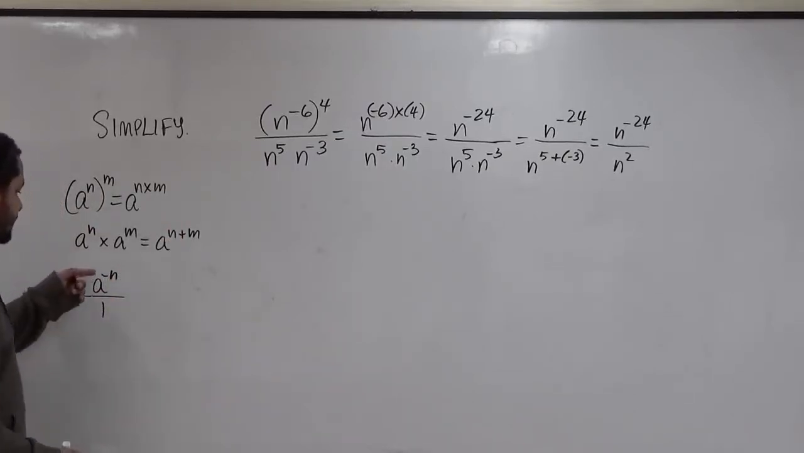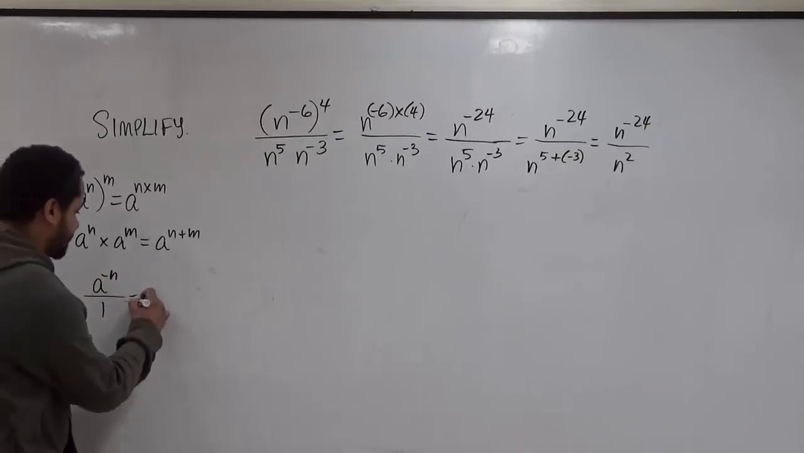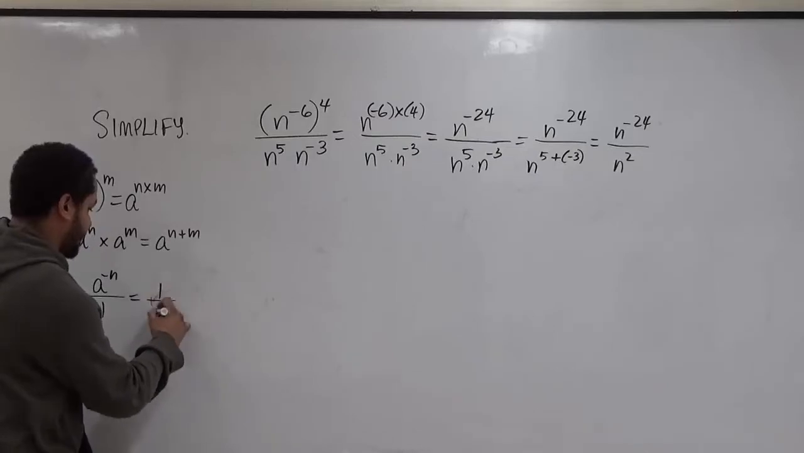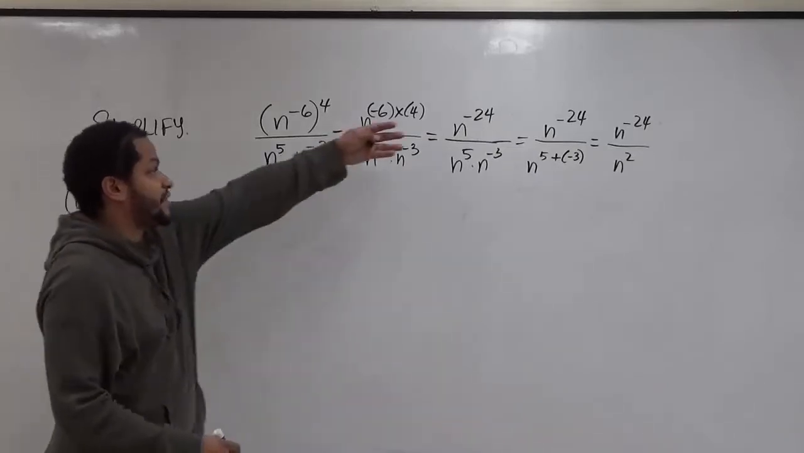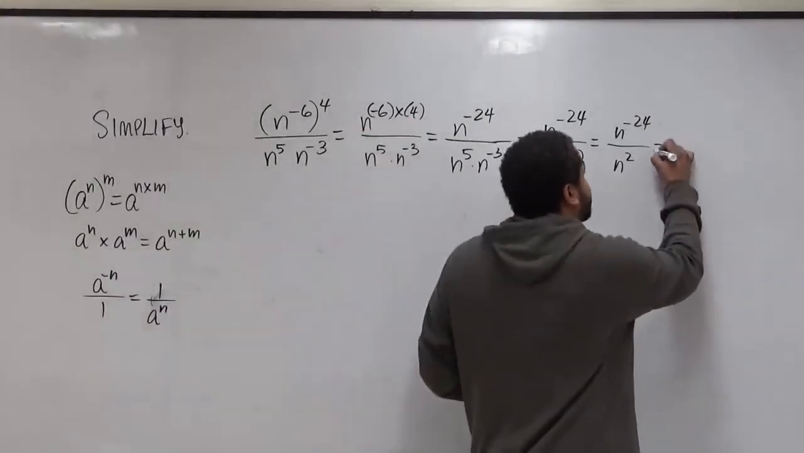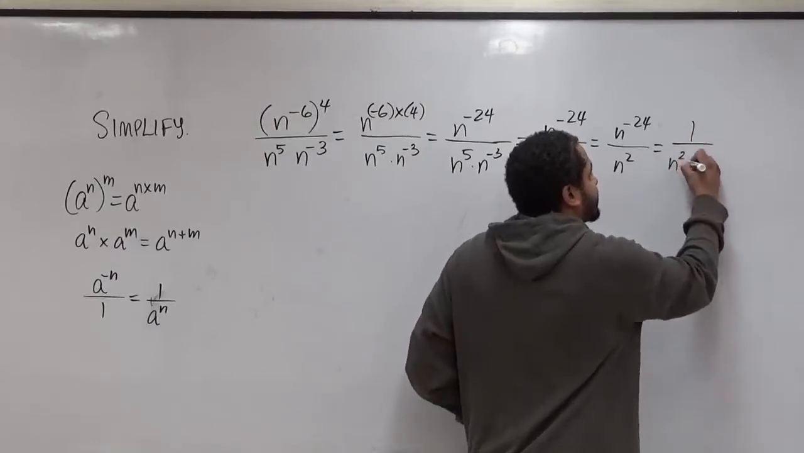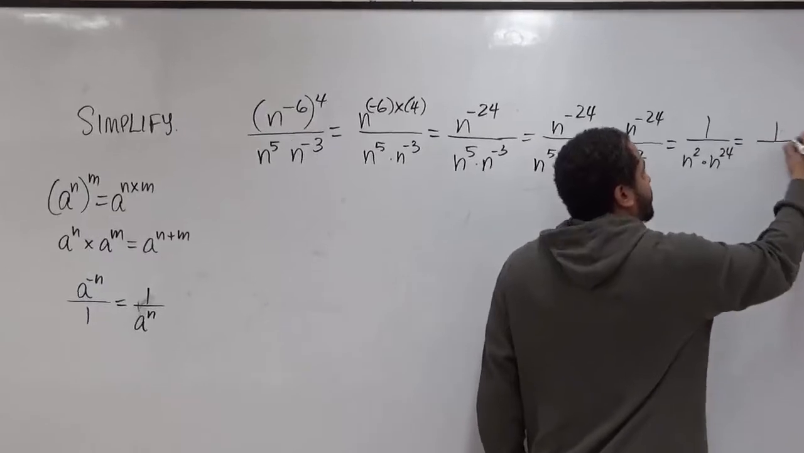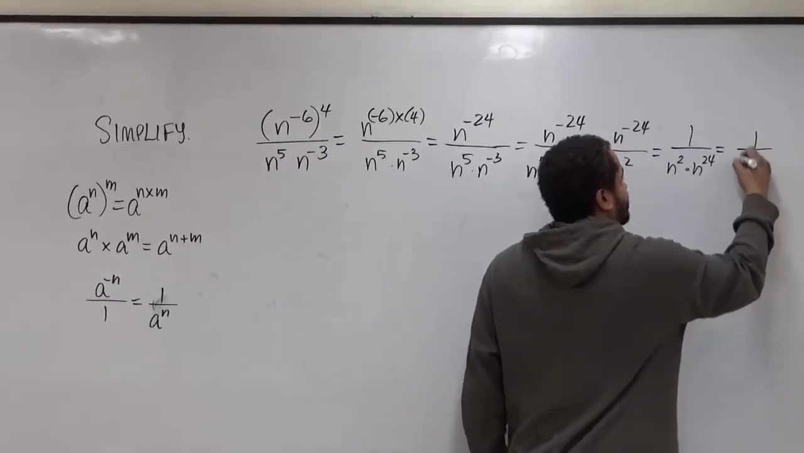In the case of a to the negative n over 1, we just move it to the denominator and it becomes positive. So we'll have 1 over a to the n. In this case, we'll be just transposing it right downstairs. You get 1 over n to the 2nd times n to the 24th. And this becomes 1 over n to the 26th.